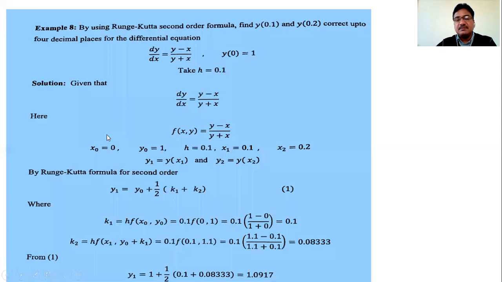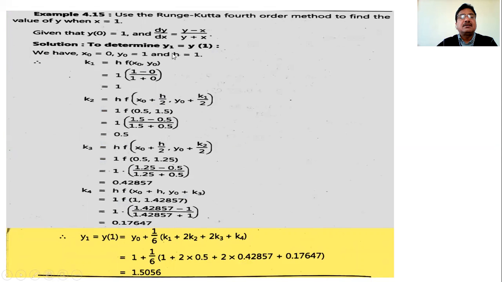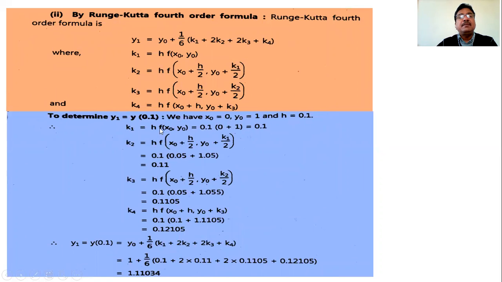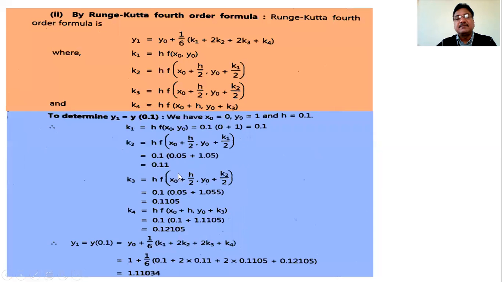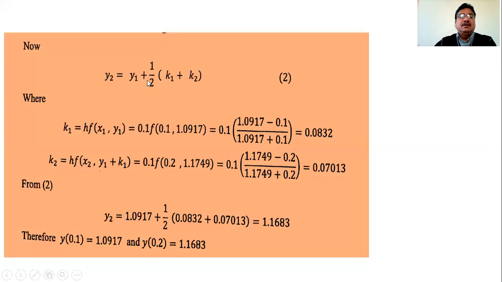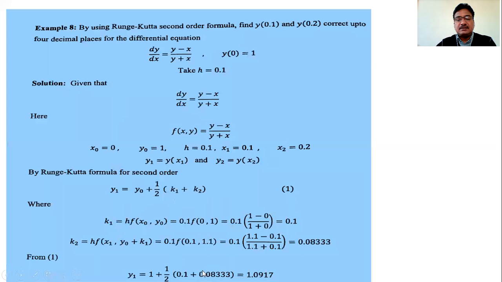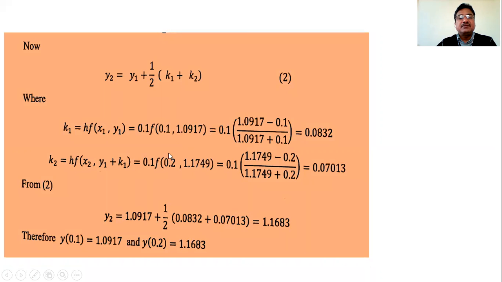Use the same formula. Here is some correction, some change in the writing of the formula. To determine y2, use the same formula, but instead of y naught and k1, k2, use y1. Use the notation y1. y1 means the value at 0.1, which is 1.0917. So same formula, but the notations are replaced, 0 by 1, and then the value at 0.2.